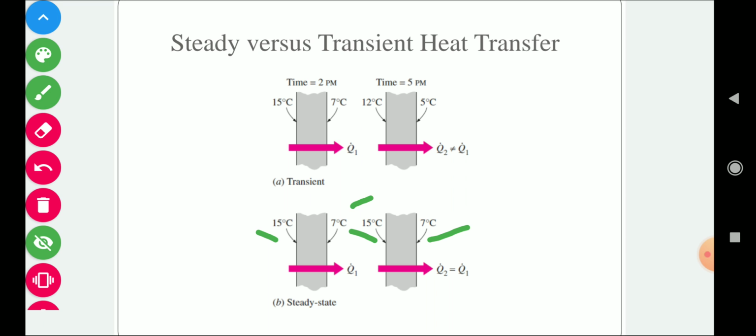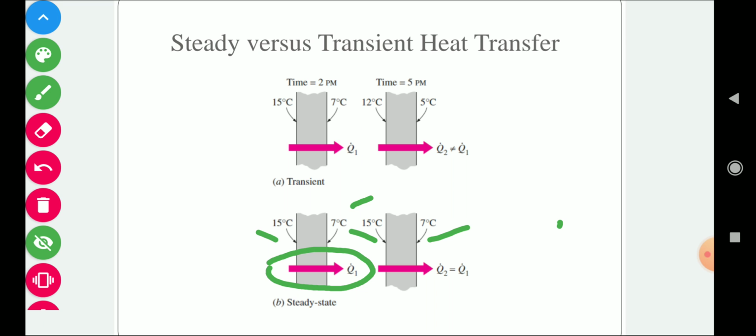Here the temperatures are 15 and 70 degrees centigrade, so we have a total temperature difference across the wall. Due to this temperature gradient, heat will transfer through this wall. Again, heat will transfer from the high temperature source to the low temperature source. So heat will transfer from the high temperature side to the low temperature side, in the direction from left to right.